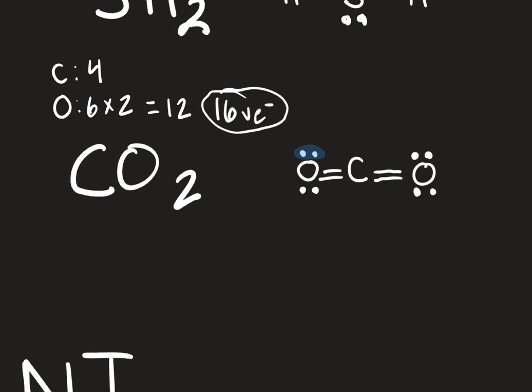Oxygen has 8 valence electrons. Carbon has 8 valence electrons. So now they're all happy. This is my Lewis dot structure for carbon dioxide.